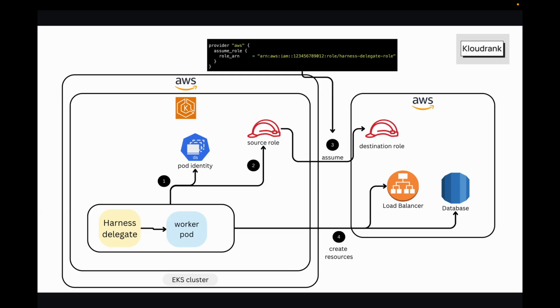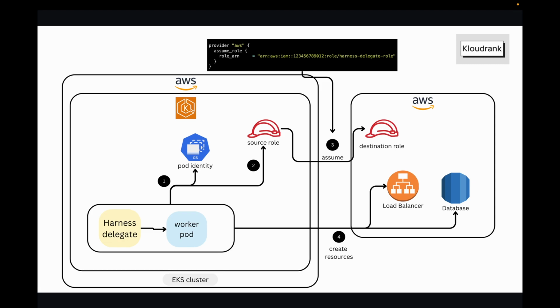So let's go through that again. The worker pod gets a source role automatically through what's called the EKS pod identity. This role has almost no permissions. It can only assume other roles. But how does this pod identity work? Well, the platform team configures the EKS control plane to automatically inject temporary AWS credentials into the pod. The pod doesn't fetch or request credentials. They're available the moment it starts, and it's injected by EKS itself.